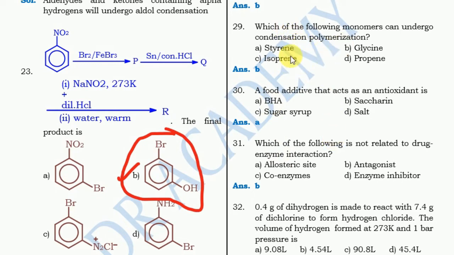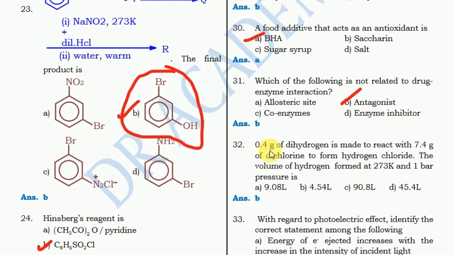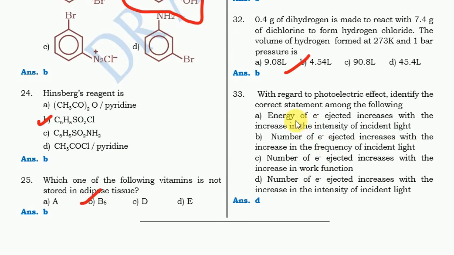Next one: a food additive that acts as an antioxidant is BHA. Next one: which of the following is not related to drug enzyme interaction? Option B, antagonist. Okay, next question: 0.4 g of dihydrogen. Okay, for this question option B is the correct one. Okay, next question for this one option D is the correct one. Keyword photoelectric effect.